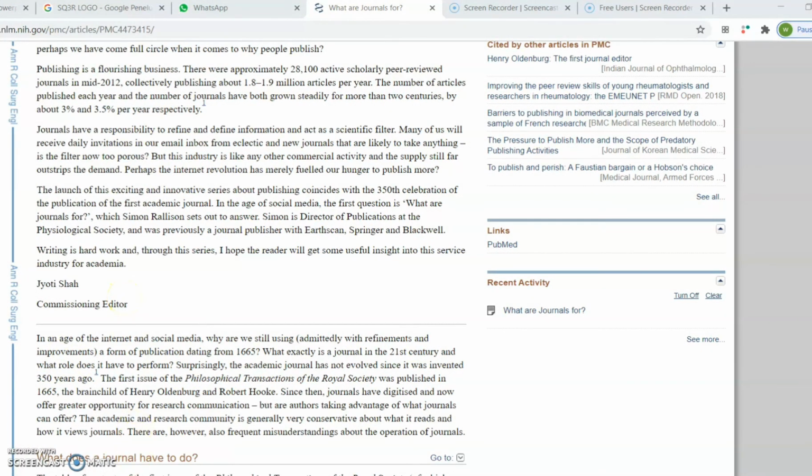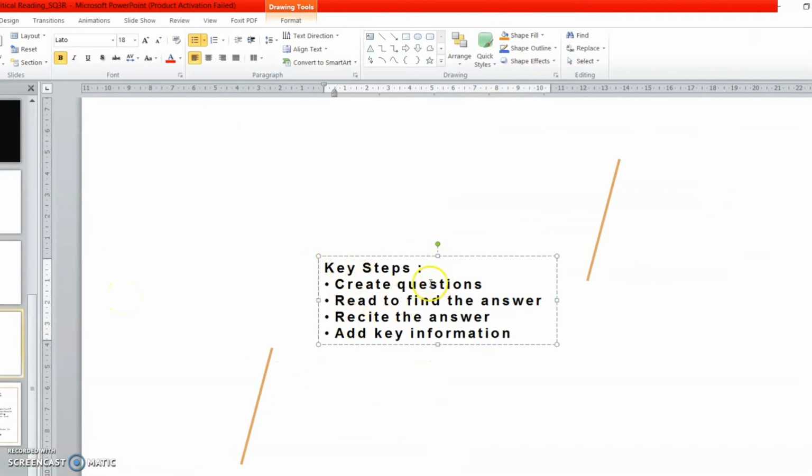There are key steps. Four key steps. They are create questions, read to find the answer, recite the answer, and the last is add key information.